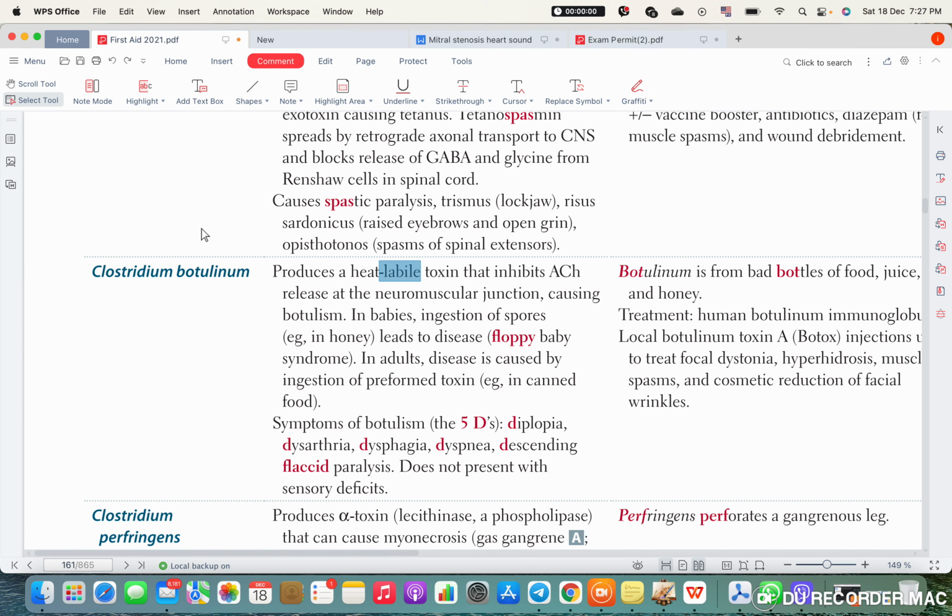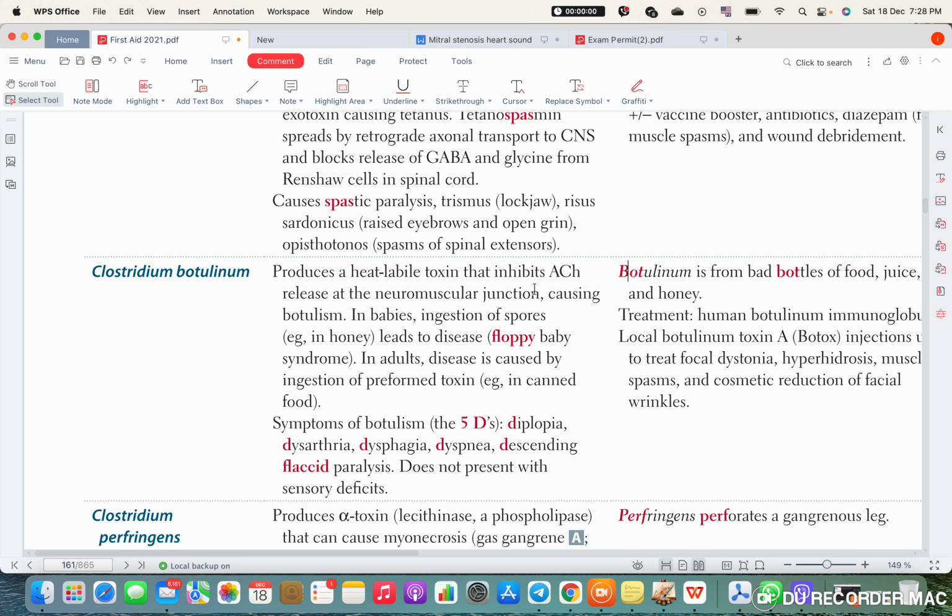So, that inhibits the acetylcholine release at the neuromuscular junction, causing botulism. Okay, so what are we inhibiting now? Acetylcholine. Now a question, acetylcholine for the muscle, is it stimulatory or inhibitory? It's stimulatory, so if it's destroyed, what will happen to the patient? Will he get a spastic or a flaccid paralysis? Flaccid paralysis, absolutely correct.